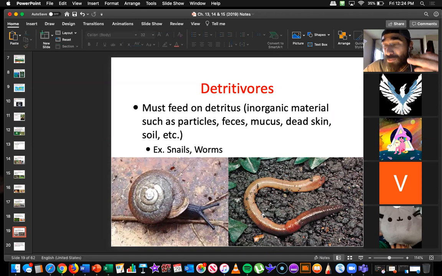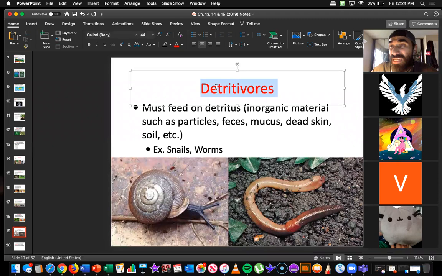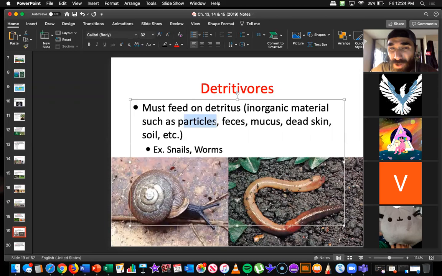So a detritivore is something that eats what is not considered a living thing, basically. So they're going to eat things like particles, rocks, soil, poop, dead skin. So it's usually what we call bottom feeders, like bottom feeder fish. You know, those little sucker fish that stick to the sides of fish tanks. Those would be considered detritivores. We'll look at them later, but things like snails and crabs are considered detritivores.